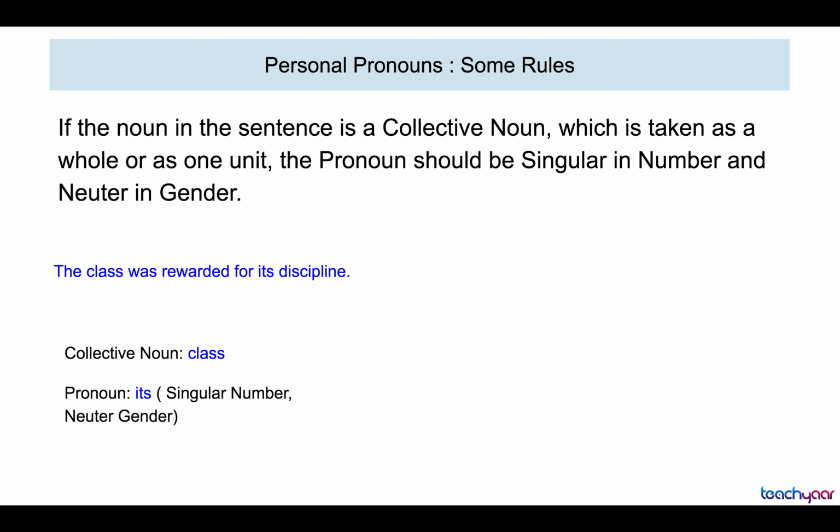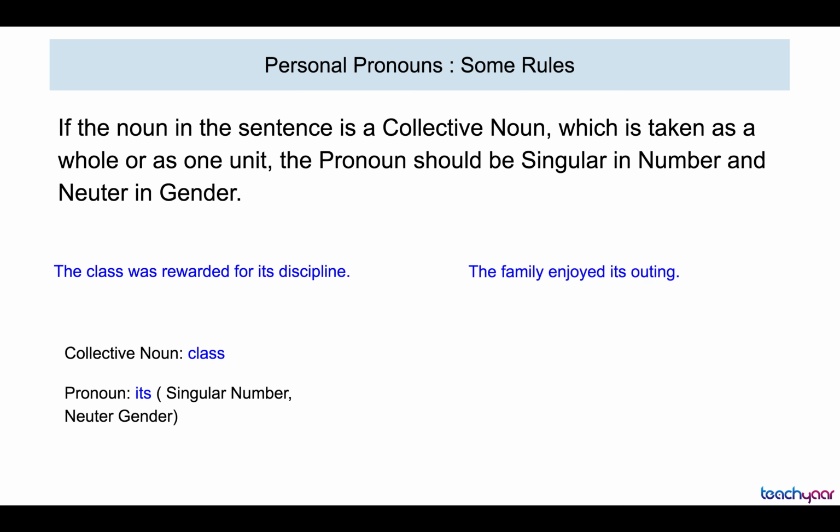Why have we taken the neuter gender? Because we don't know how many girls, how many boys in the class. So what we do in such a case, we just use the neuter gender, its. So it's very clear. So the class was rewarded for its discipline. So pronoun is its, it is singular in number and it is neuter in gender.